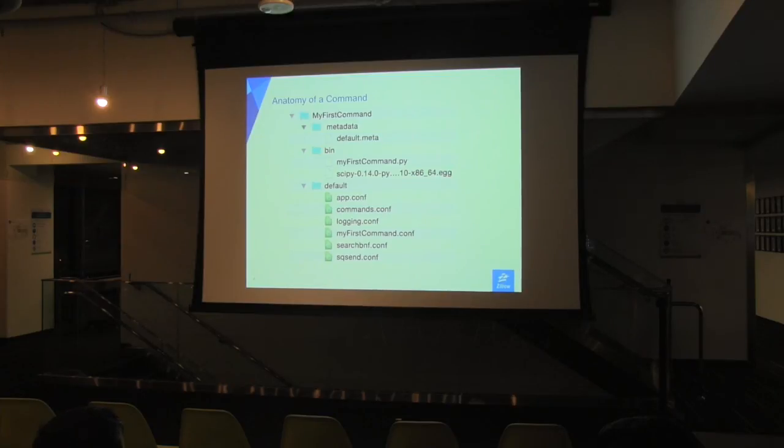And the default directory, which is also similar to the local directory, contains a bunch of config files, which include the app.conf that defines the name of your application, what it is, what it does. The commands.conf actually is the definition containing what your command is and the location of your command. The logging definition. And the myfirstcommand.conf is basically the same name as your command that actually contains the variables such as username, password, other information about your command and how you want it to run.